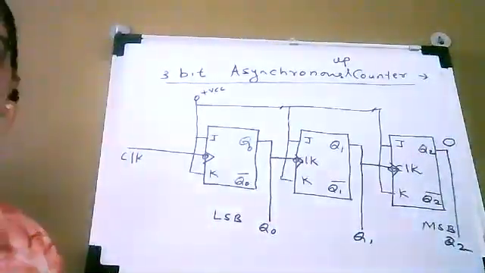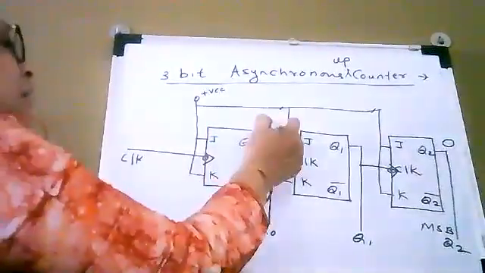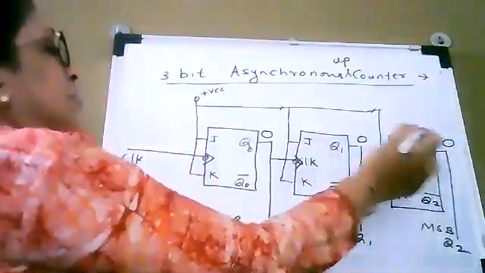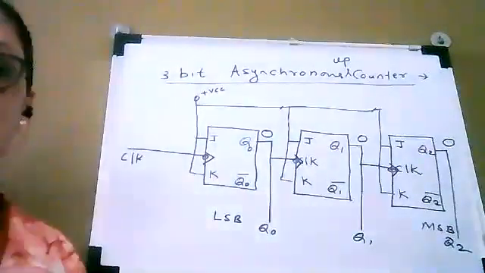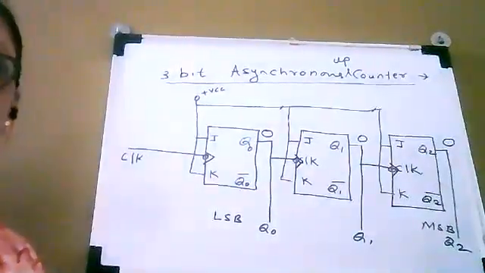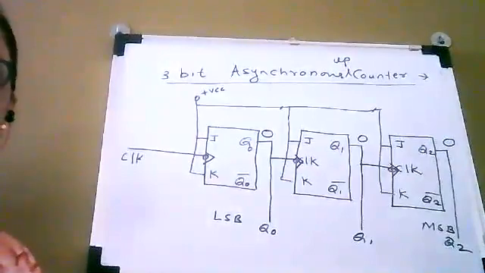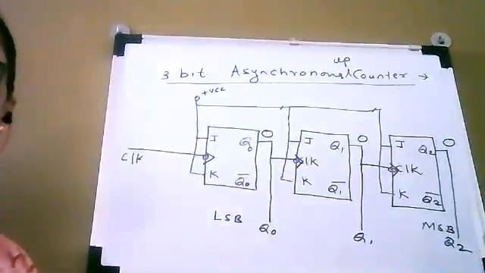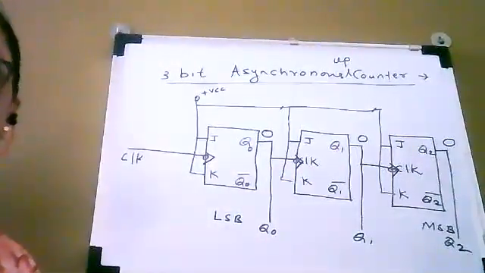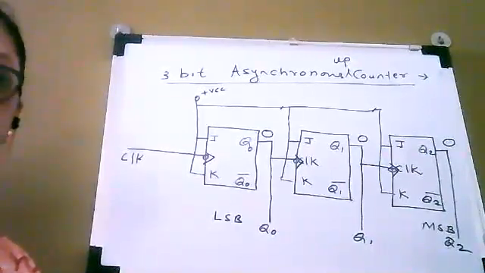So we are starting with the initial state, and our initial state is 0, 0, 0. So all flip-flops are in reset condition. They have output data 0, 0, 0. This is your initial condition.